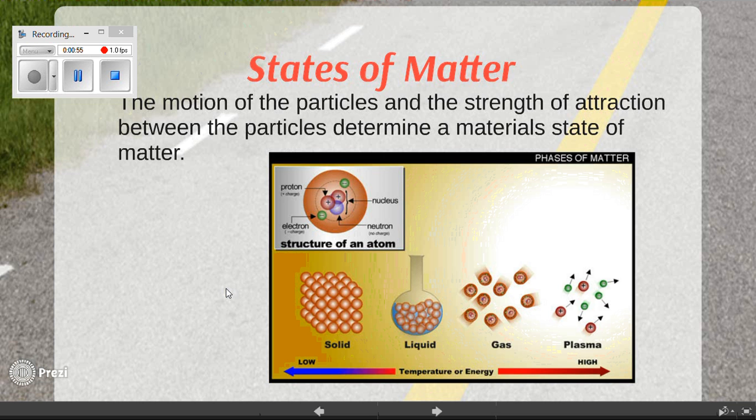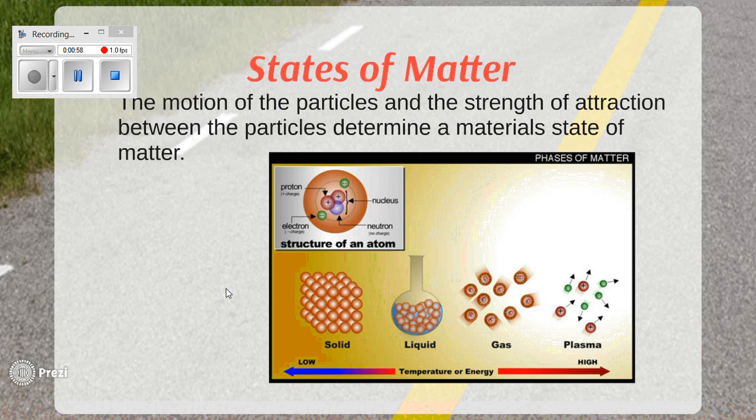First of all, what determines the state of matter? The state of matter of any substance is determined by, first, the motion of its particles, how are they moving, which is what the standard wants us to be able to describe, and also the strength of the attraction between the particles is also going to determine the material state of matter.